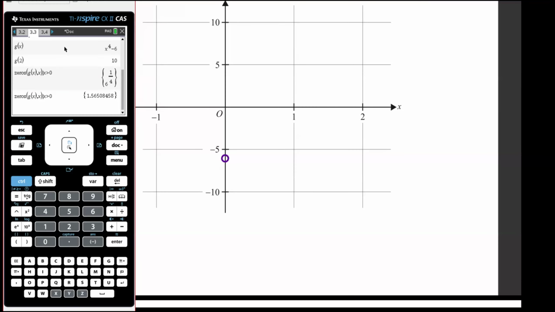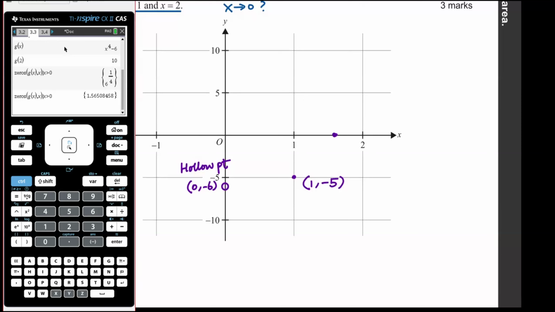I'll put a point here. It's a hollow point, okay? Going through this point, (1, -5). Going through here, (6 to the power 1/4, 0). And (2, 10). Yeah, I've got 4 points. Let's just get a very nice graph through them.